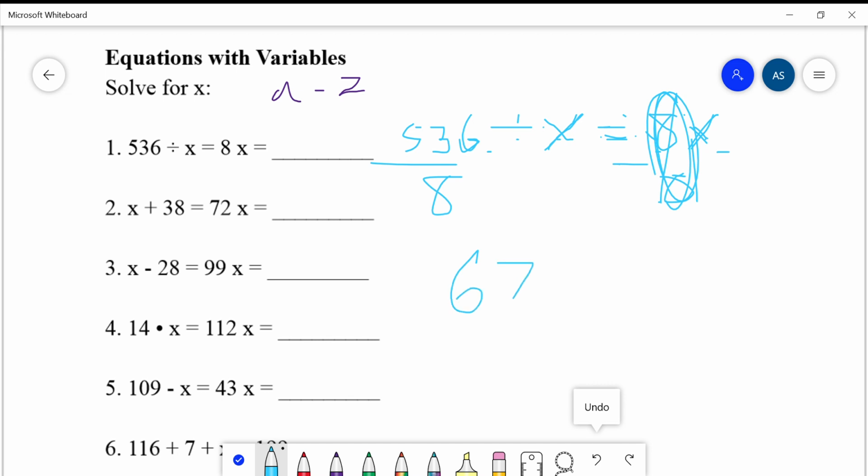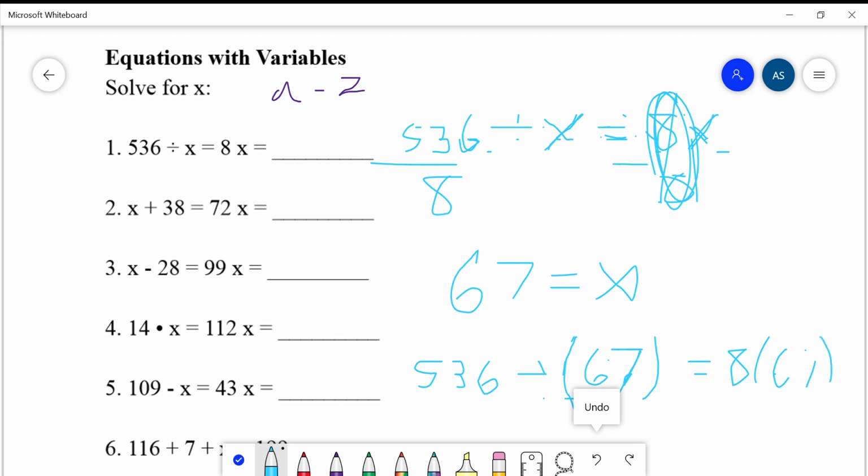And now that is equal to, so 67 is essentially our x value, right? And if we plug this back in, we have 536 divided by 67, because that is our x right now, right? That's our x, is equal to 8 times 67.